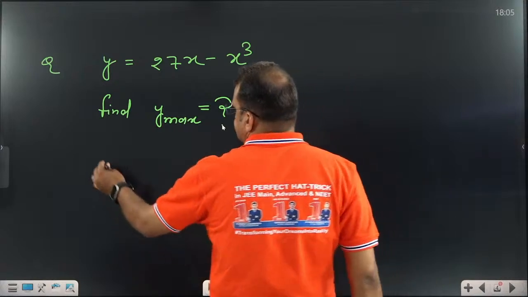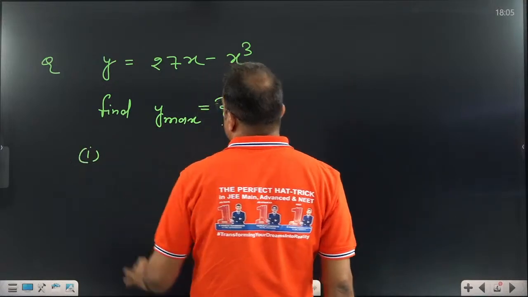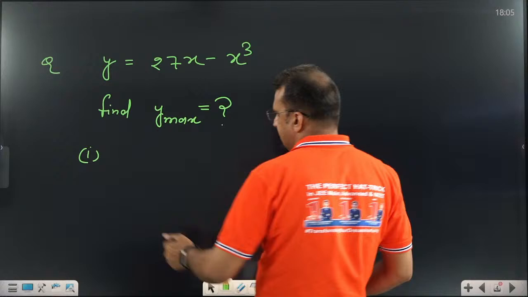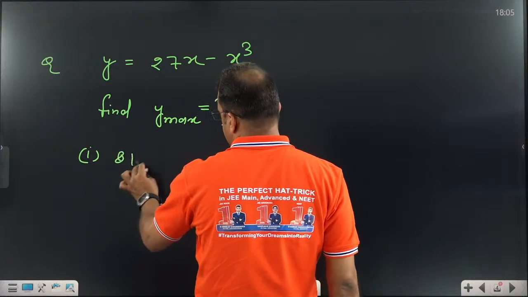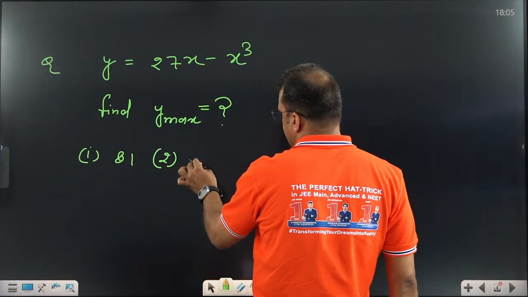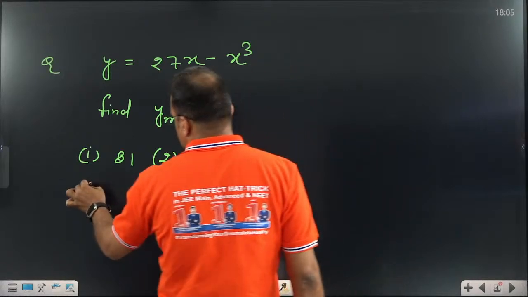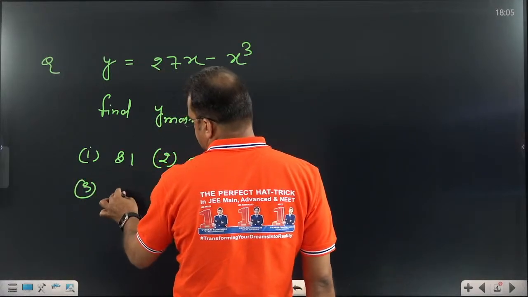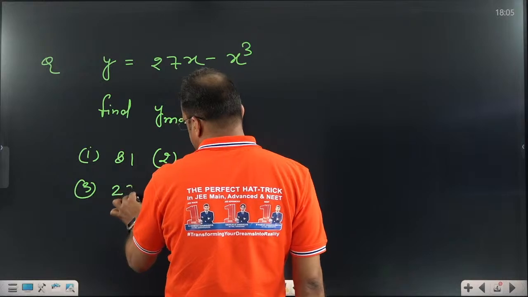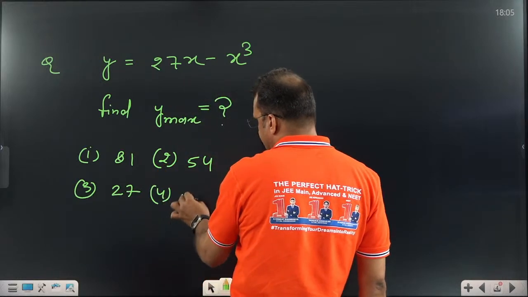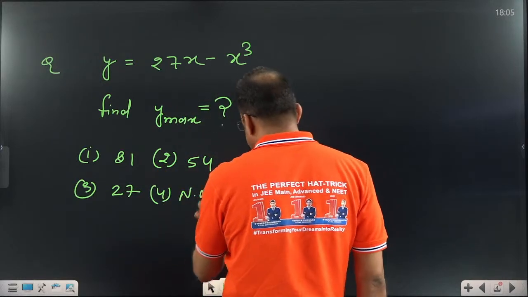Option number 1. What is he asking? Option number 1 is 81. Option number 2 is 54. Option number 3 is 27. Option number 4 is none of these. Which is the right option?